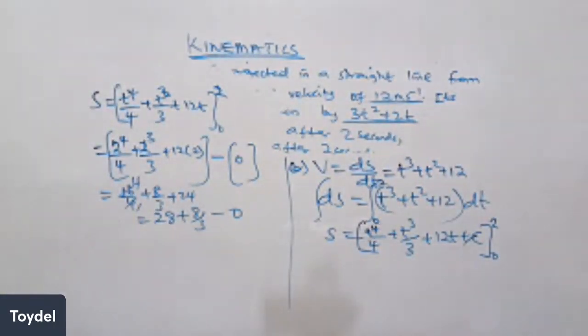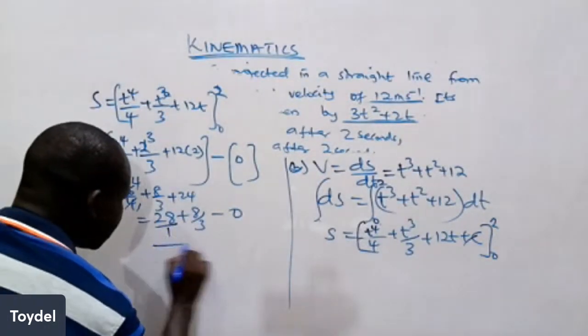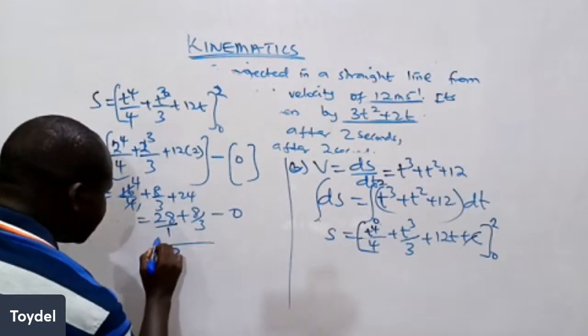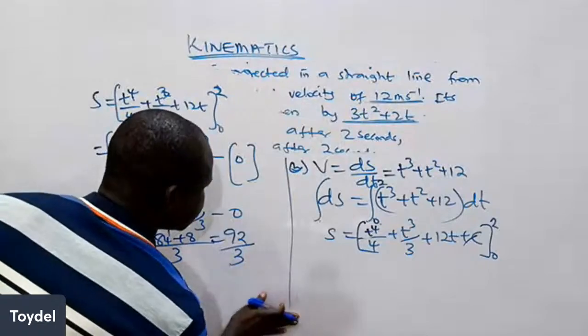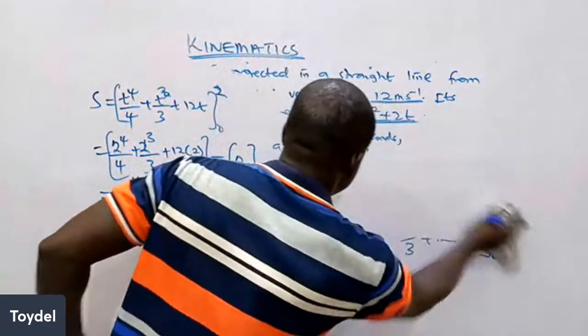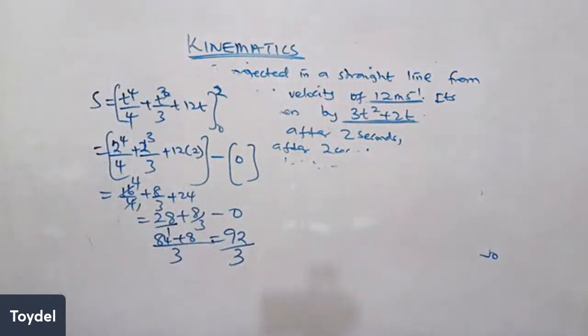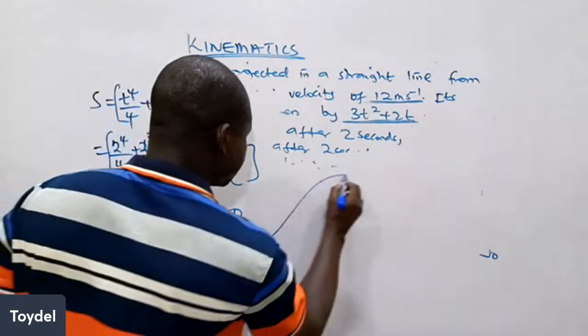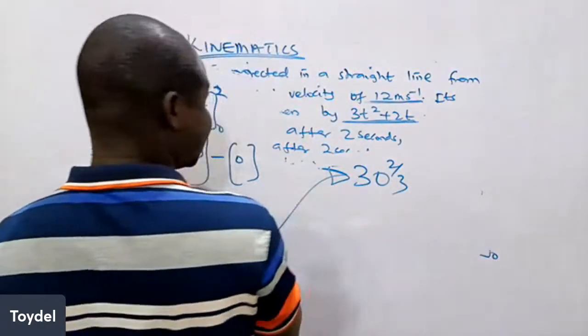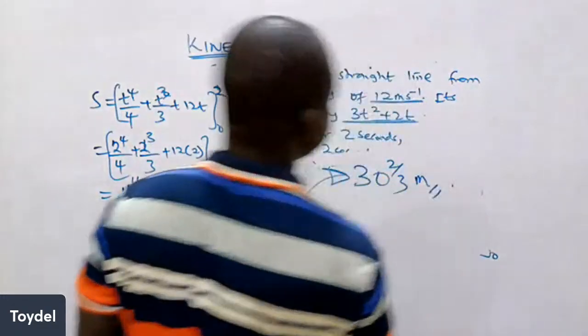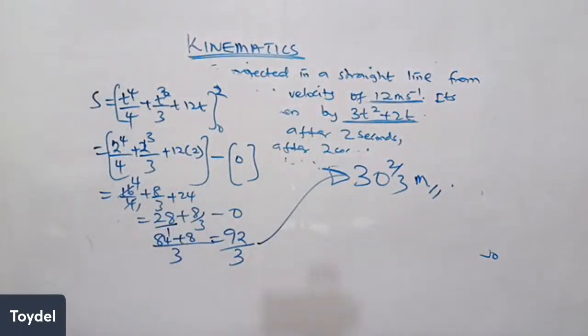If I find the LCM here, I'm going to have 3. This will be 84 plus 8. Then that will be 92 all over 3. This is the same thing as 30 whole number 2 over 3. So here I'm going to have 30 and 2 over 3, and this will be the distance in meters. So this is the distance from 0 to 2 seconds, the distance that we are asked to find.